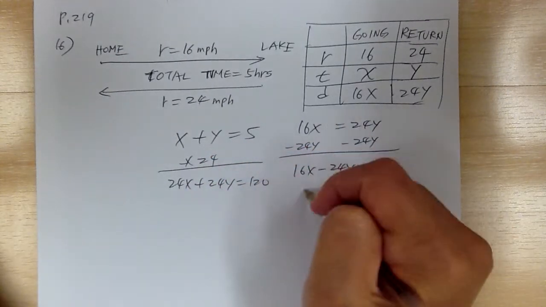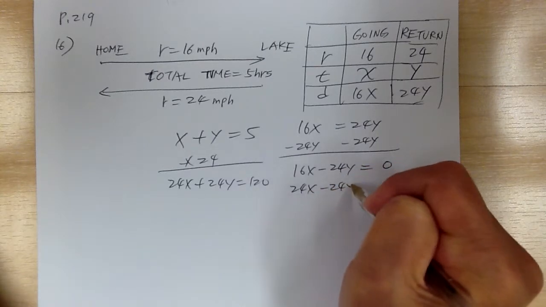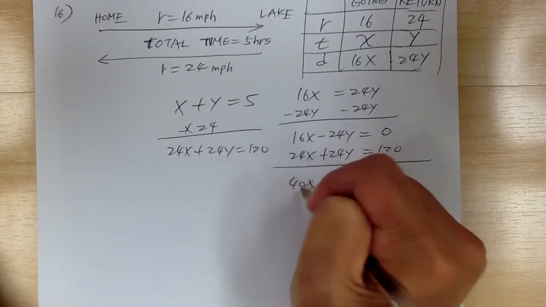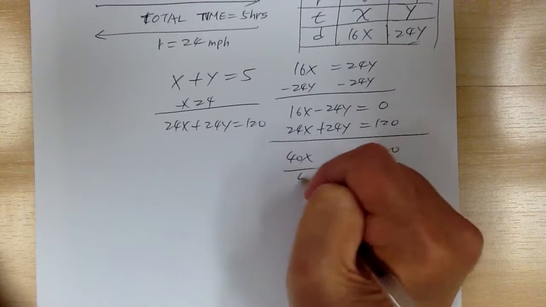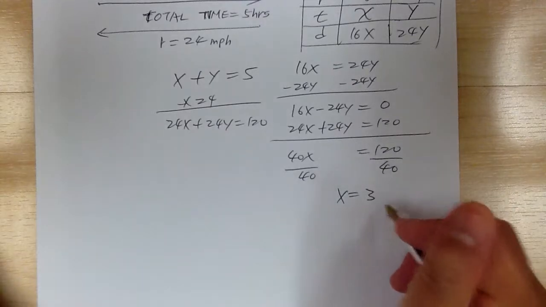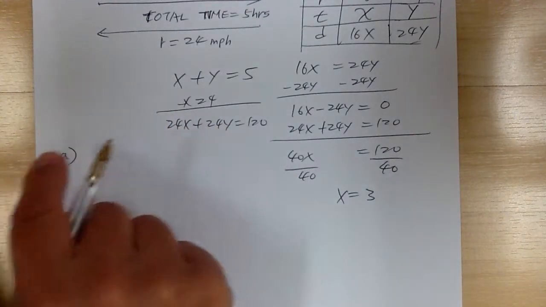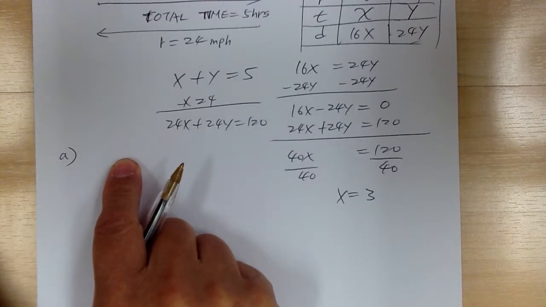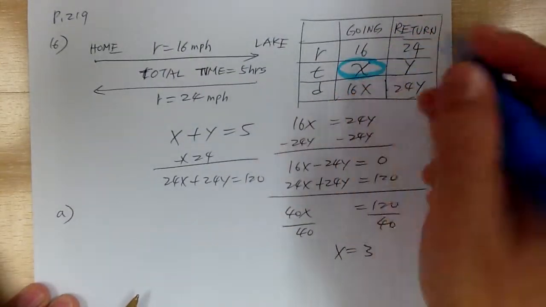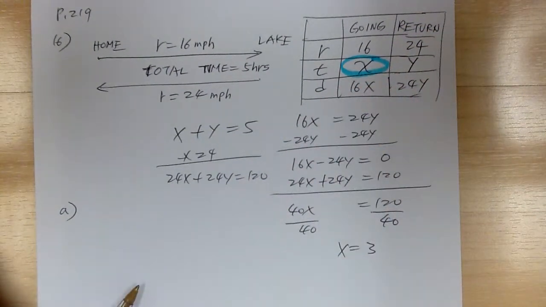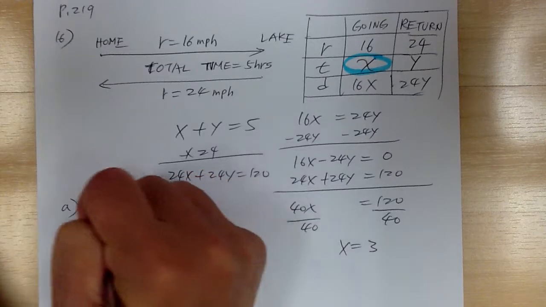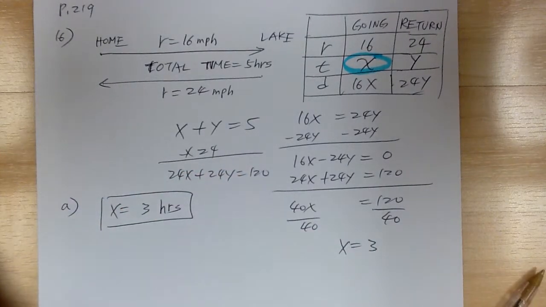And I'm going to put the y over here. So 16x minus 24y and 24x plus 24y equals 120. When you add, you're going to get 40x equals 120, divided by 40, divided by 40. So x equals 3. Okay, now don't box it yet because you have to read the question and answer. So part A, how long did it take to get to the picnic area? So you're looking for the time going, which is this right over here. So you're looking for x. In this case, you can just write down x equals 3 hours. So this would be the blue.